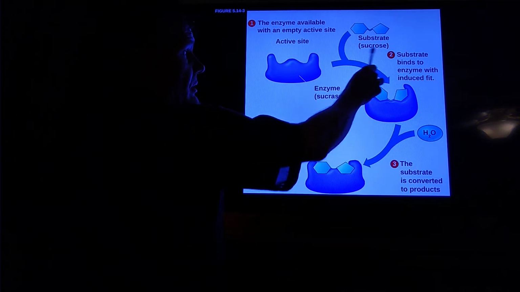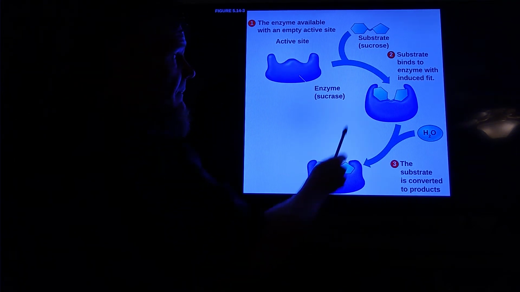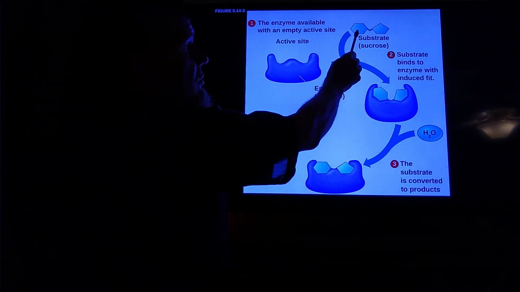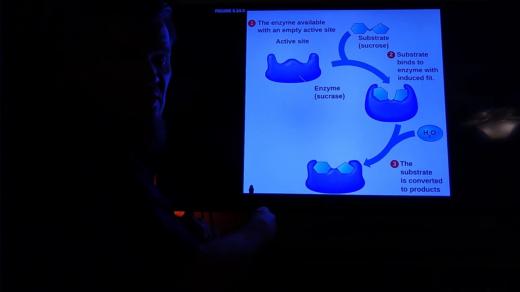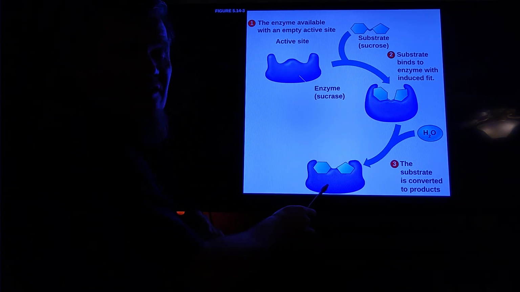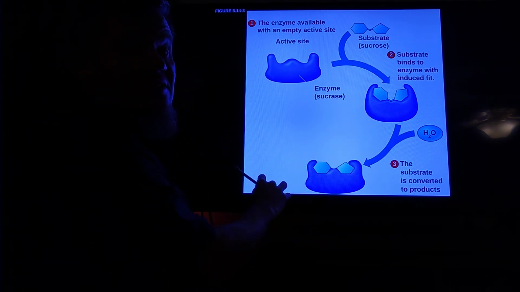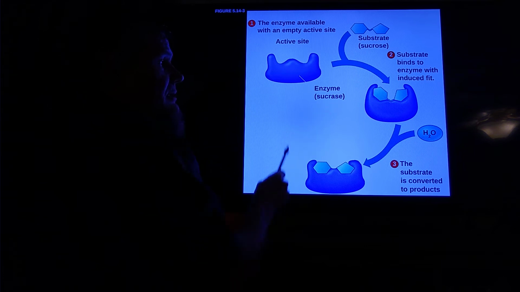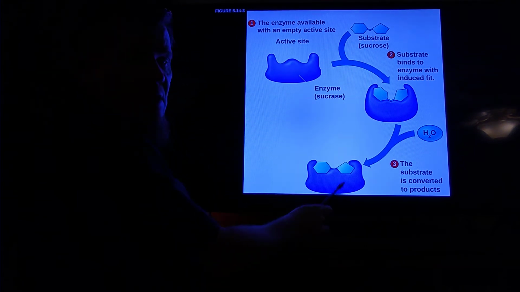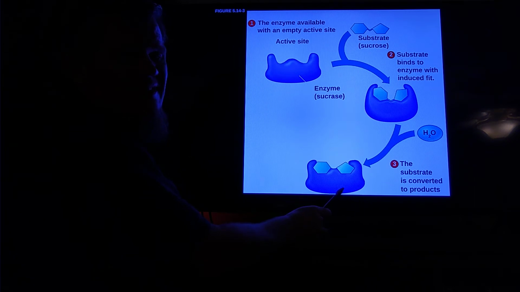This is sucrose. This is what you put in your sweet tea. Sucrose is two separate monosaccharides, glucose and fructose, bonded to each other. When I put sucrose into the active site on its enzyme, look at this enzyme's name. Sucrase. How do I know this is a sugar? Because it ends in OSE. Anything that ends in OSE is a sugar.